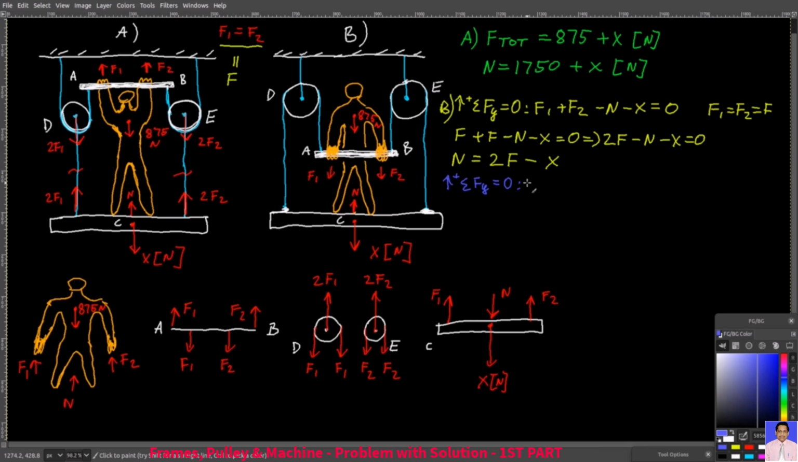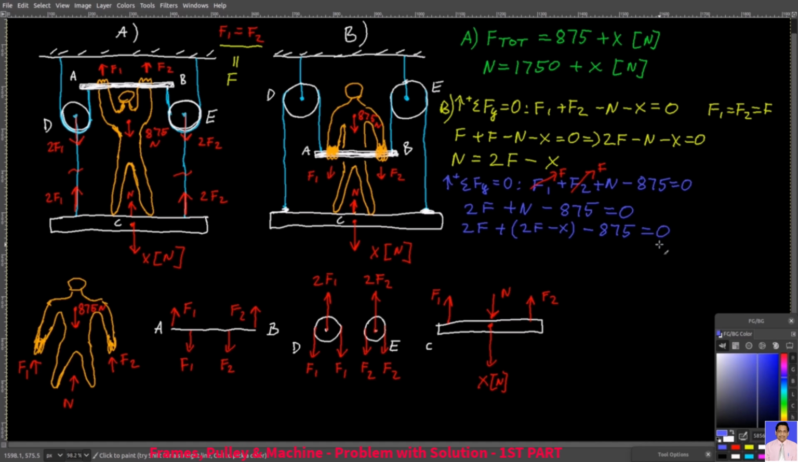Then, let's write the equations for the guy. The guy is in equilibrium, so you have this equation. This is F, so you have 2 times F plus N minus 875 equals 0. So you have 2 times F plus 2 times F minus X minus 875, and that will give you 0. You can rewrite this equation like this. And so force equals 1 over 4 times all this, and you're left with F equals 218.75 plus 1 over 4 times X.